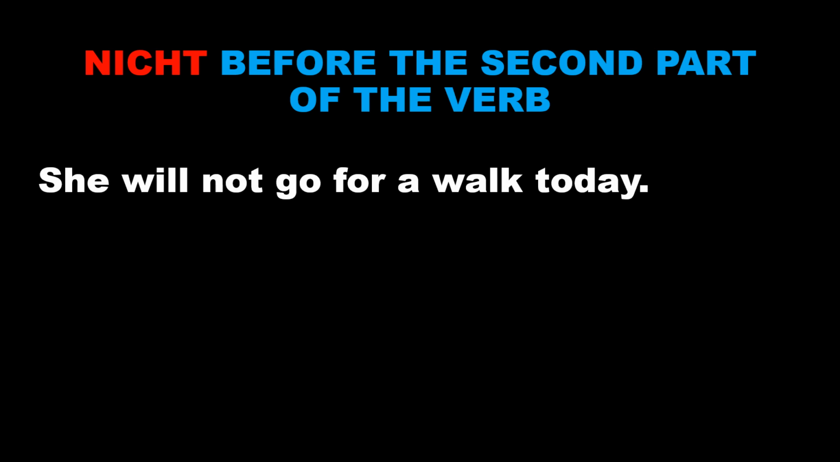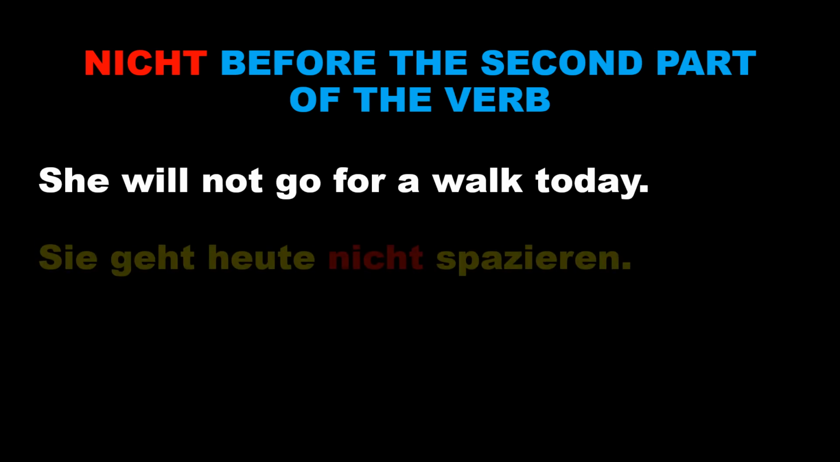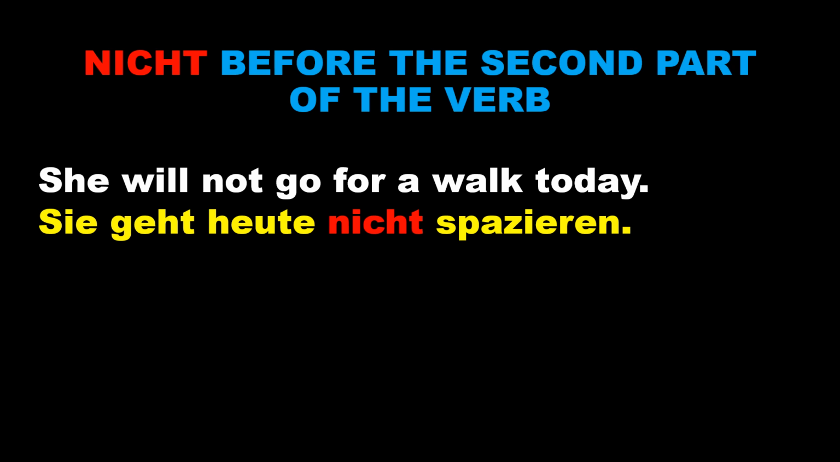Nicht before the second part of the verb or in perfect tense. She will not go for a walk today. Sie geht heute nicht spazieren. Here the verb is spazieren gehen. So this is a separable verb and the prefix is spazieren, which is at the end of the sentence, and nicht is positioned before spazieren. That is how we will use nicht here.